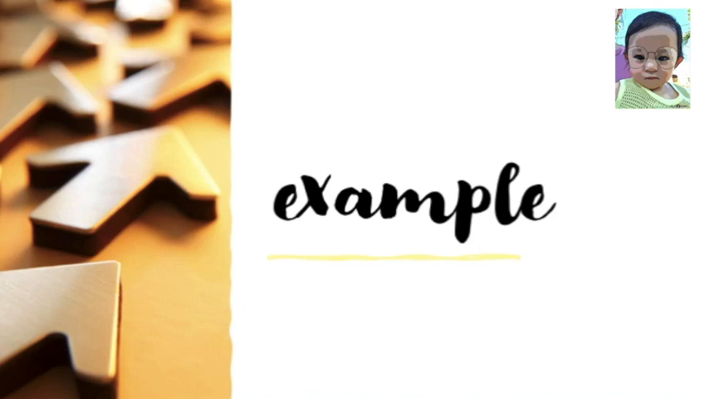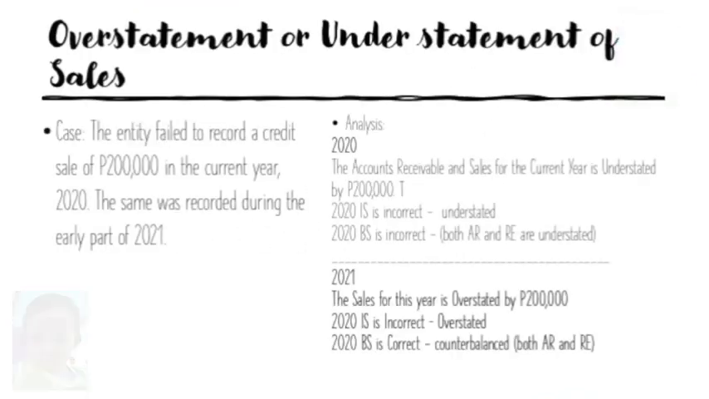Move on now to examples. First, you have overstatement or understatement of sales. So the entity failed to record a credit sale of 200,000 in the current year 2020. The same was recorded during the early part of 2021. So it rightfully should have been recorded in 2020, but was mistakenly recorded in 2021. As a result, the accounts receivable and the sales for the current year are understated by 200,000.